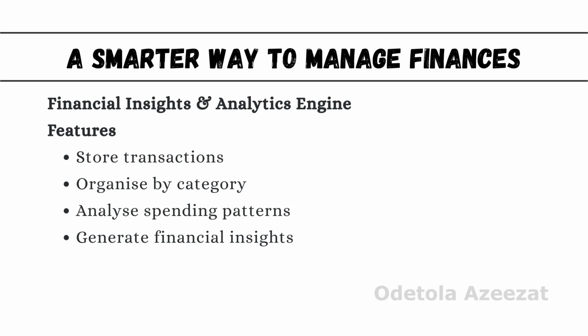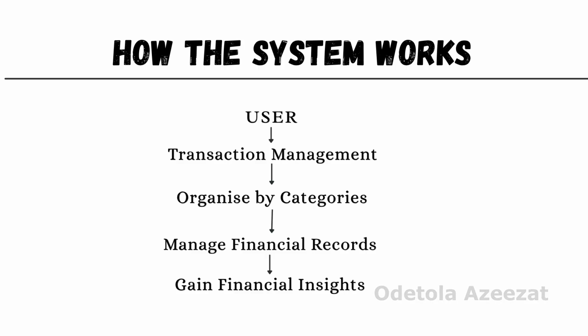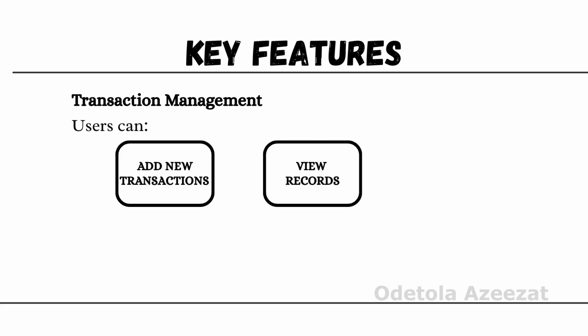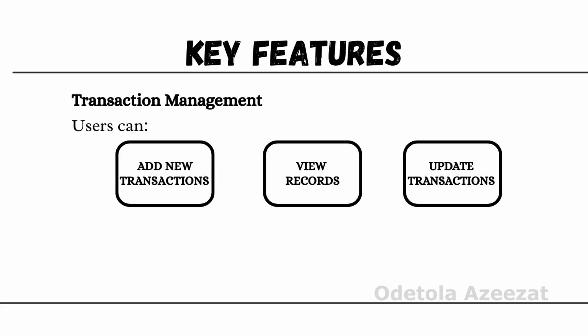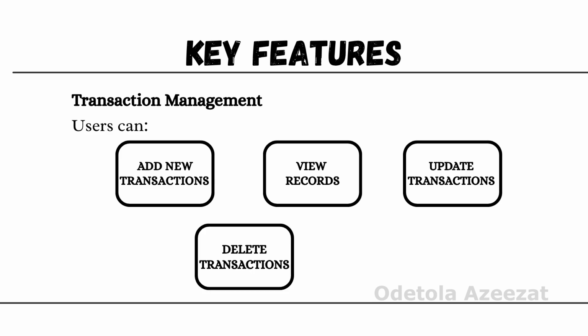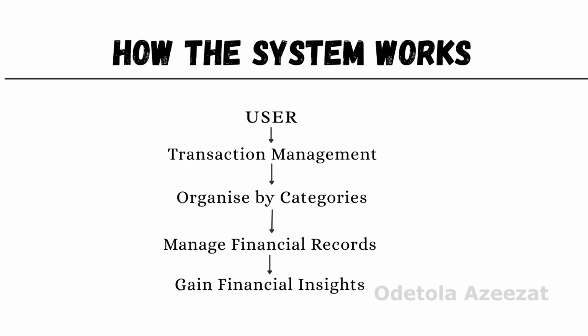Now, let's talk about what the system can actually do. The main feature of this application is transaction management. Users will be able to add new transactions, view existing records, update transactions whenever necessary, delete records they no longer need, and search for specific transactions quickly. So to make these records easier to manage, transactions will be grouped into different categories. These categories can include things like food, transportation, education, entertainment, bills, salary, investment, and several others. This will keep the information organized and make it easier to analyze financial activities in the future.